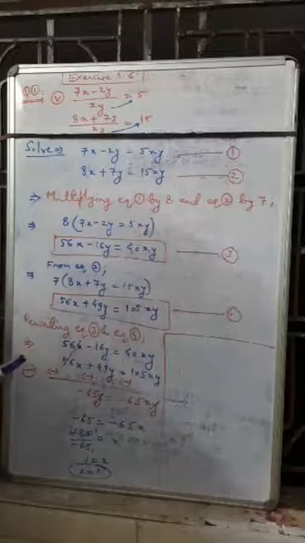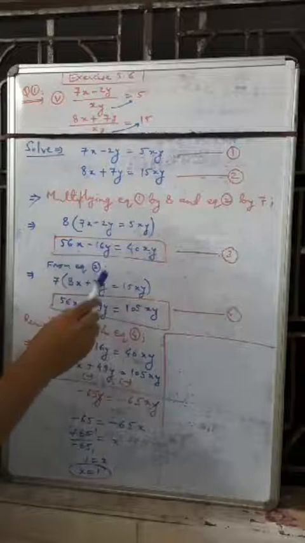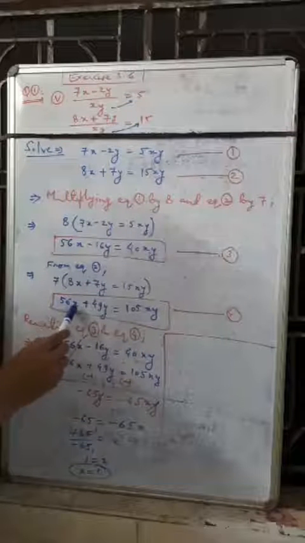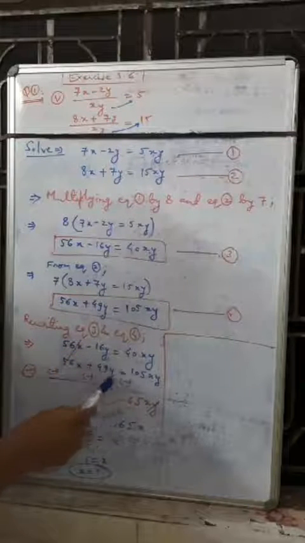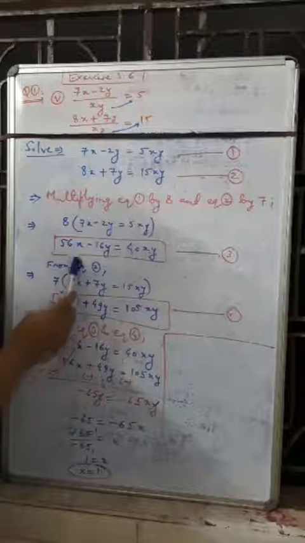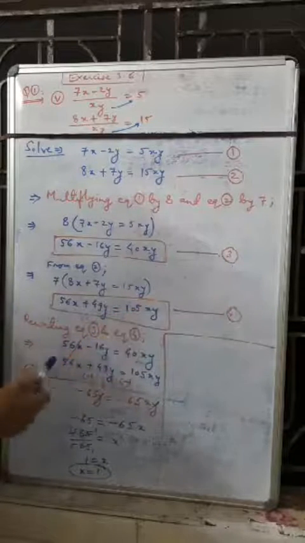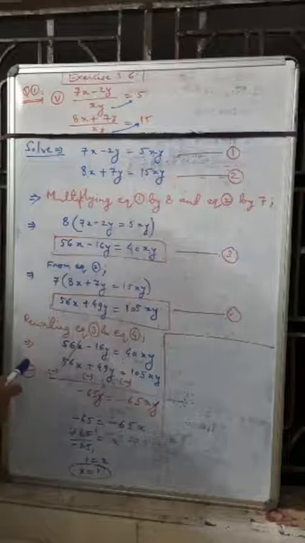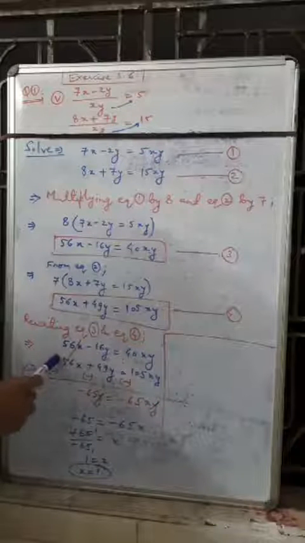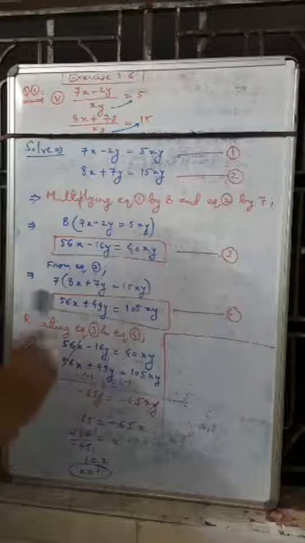Now we are looking at equations 3 and 4. Rewriting equations 3 and 4 again, 56x minus 16y is equal to 40xy and 56x plus 49y is equal to 105xy. Now both coefficients of x are the same in equations 3 and 4. So we can eliminate this term by using subtraction or the minus sign here. So plus will become minus.